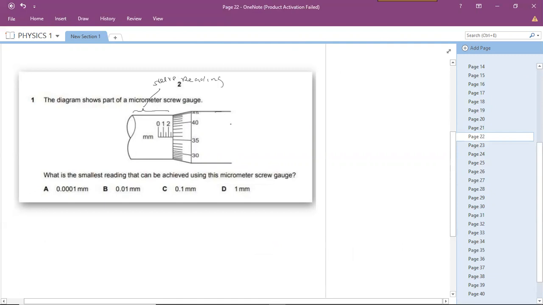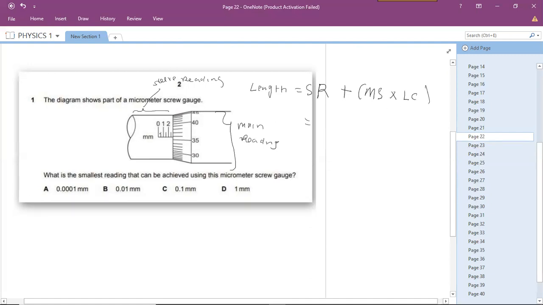And then this part here is the main scale reading for a micrometer. So if we have a micrometer screw gauge like this, the length, the reading, will be the sleeve reading, SR, plus our main scale reading, MS, multiplied by our least count, which is 0.01 millimeters.